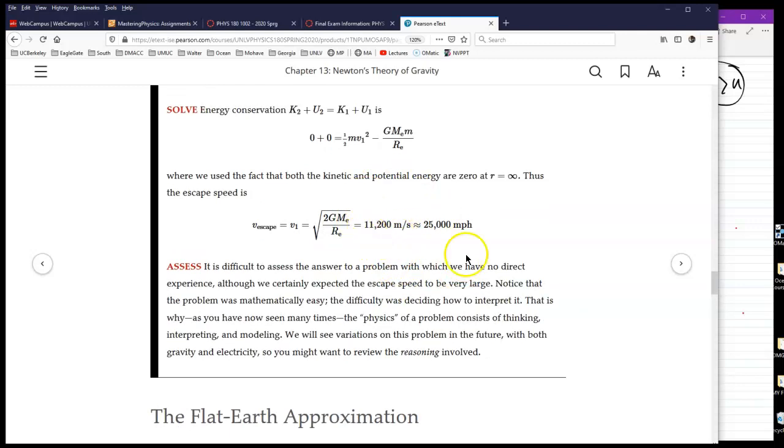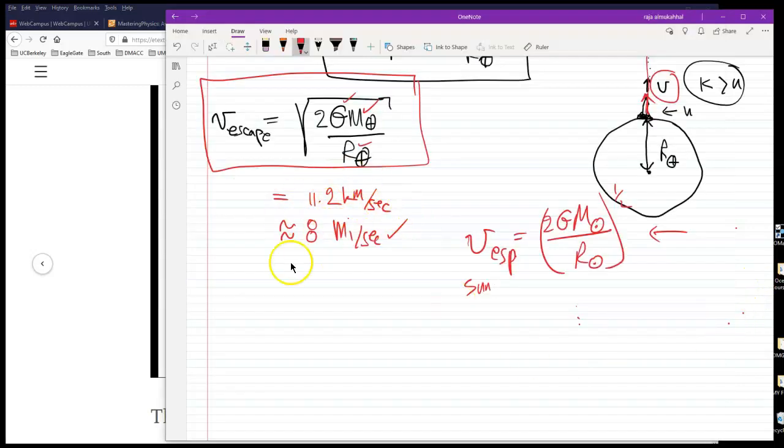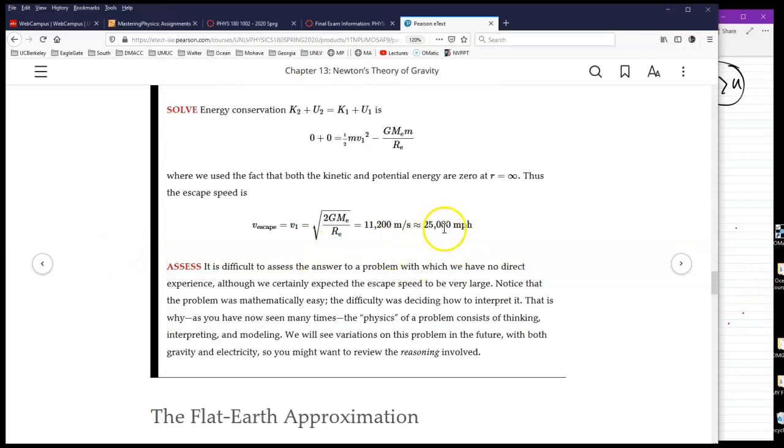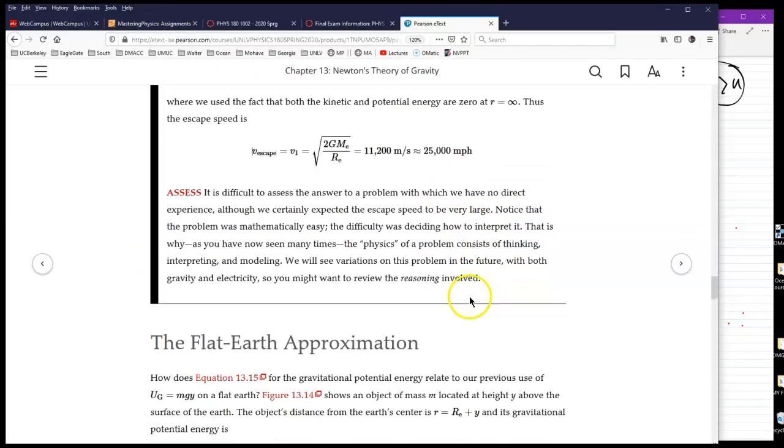11,200 meters per second, or 11.2 kilometers per second, okay, which is 25,000 miles per hour or 8 miles per second, whatever you want to use. You see what I'm saying? Okay, good.